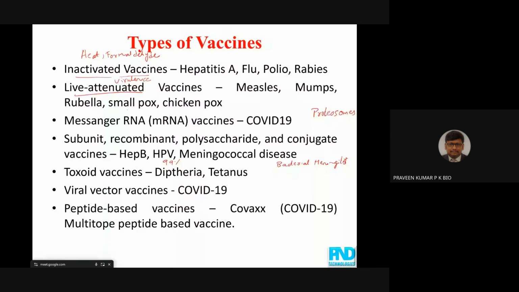Then viral vector vaccines for COVID-19, the popular one being Covishield. Remember, we have DNA adenovirus vectors that we used for the prevention of COVID-19 infections. Peptide-based vaccines: the best is Covax. More about this we'll be discussing. Covax is a multi-tube peptide-based vaccine.